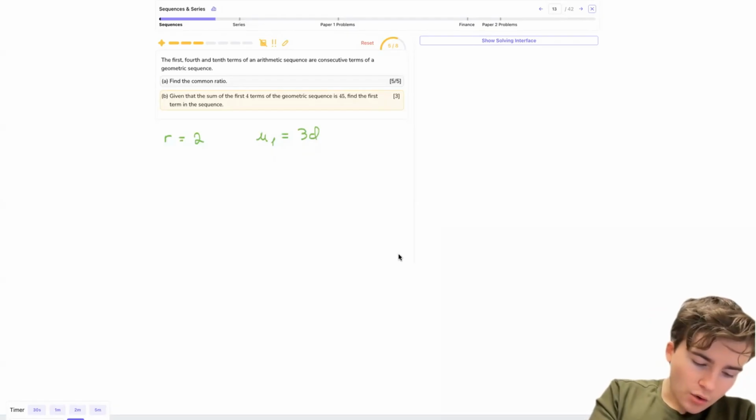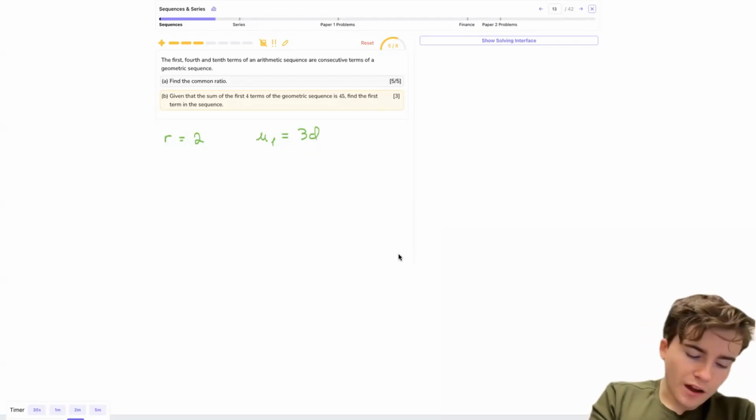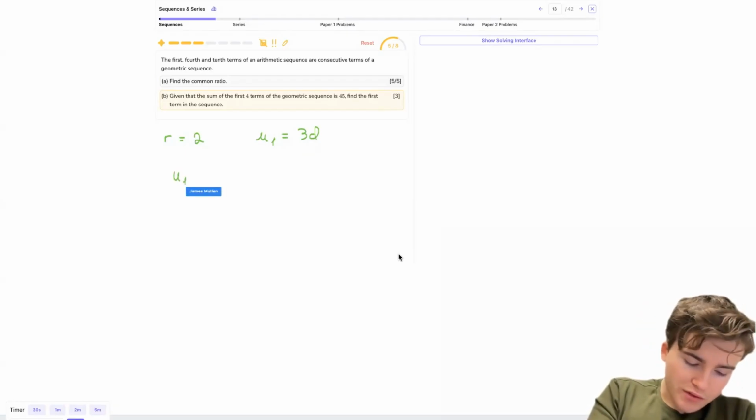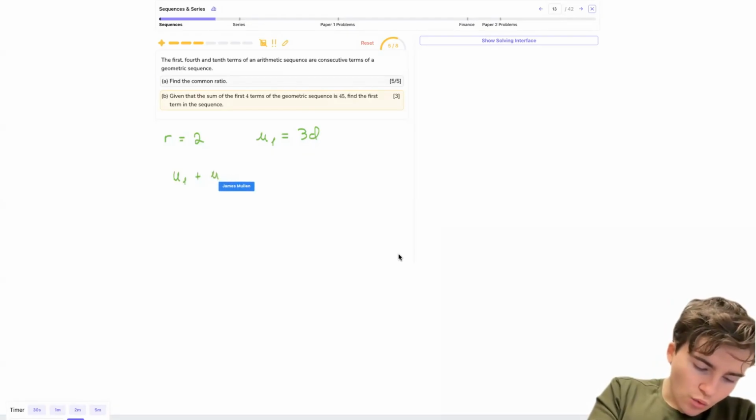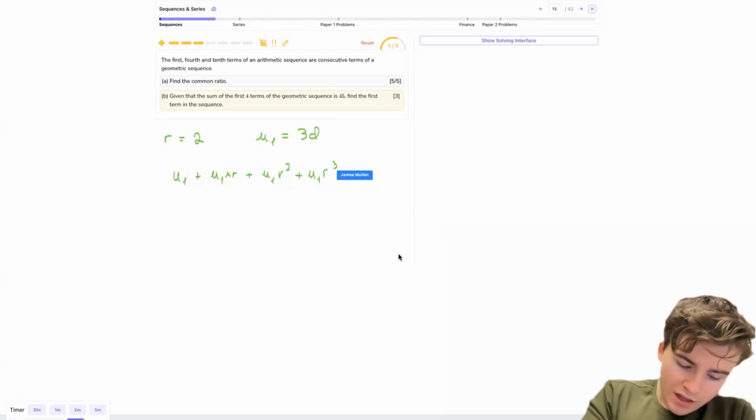And now I know that the sum of the first 4 terms in the geometric sequence is 45. What does that mean? Let's write it out. The first term is u1 in the geometric sequence. The second term is u1 times r. The third term is u1 r squared, and the fourth term is u1 r cubed. And that's all equal to 45.